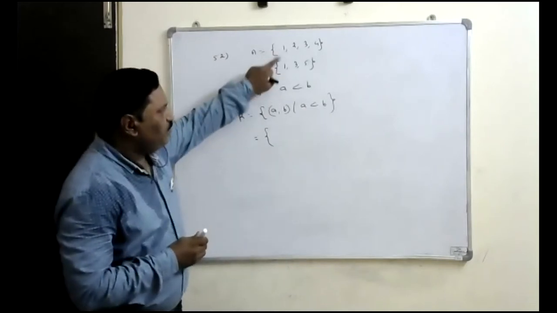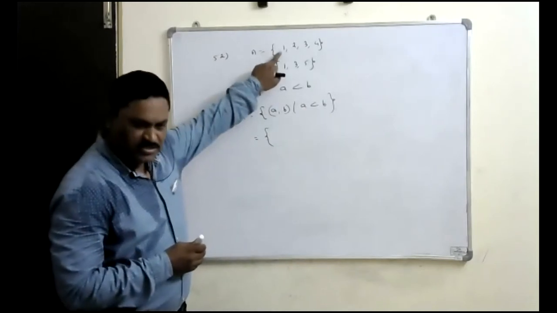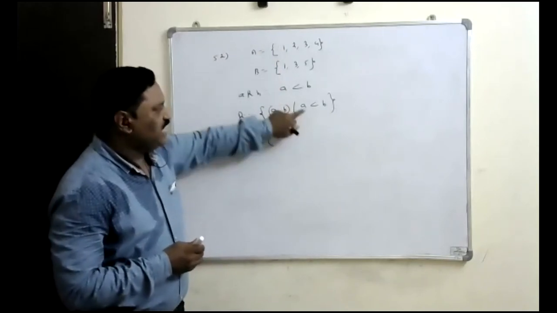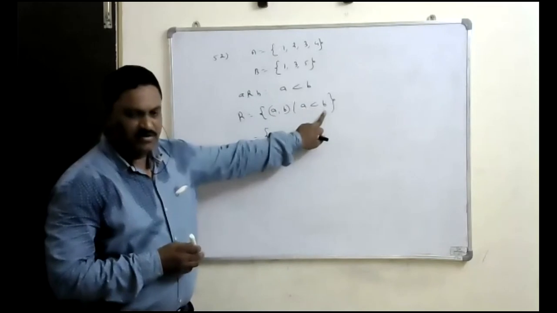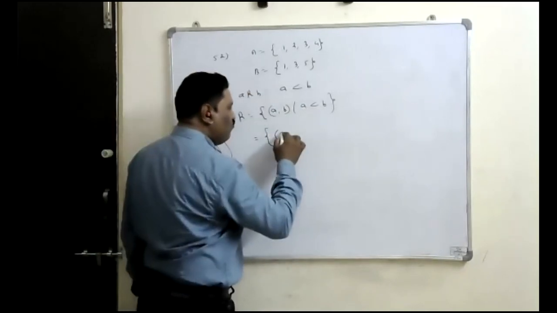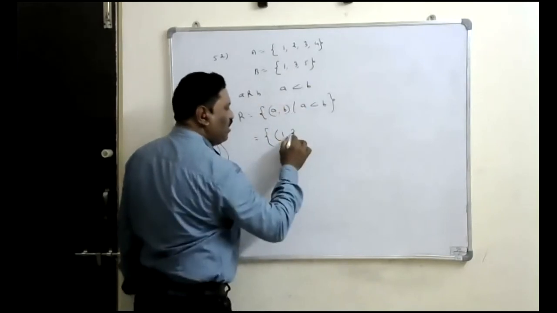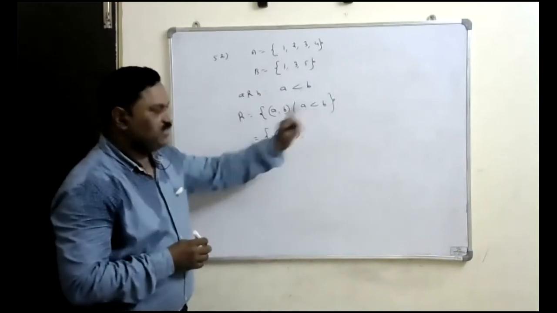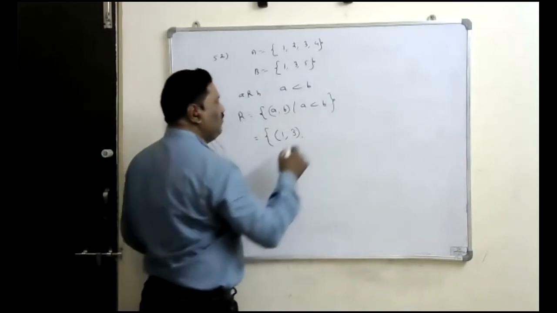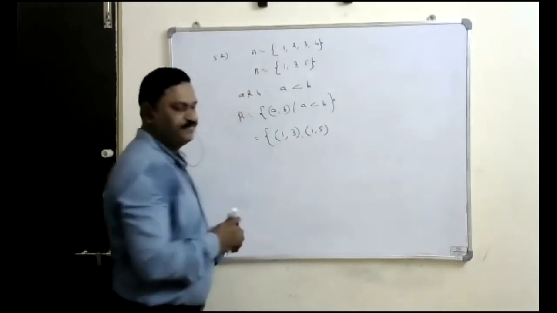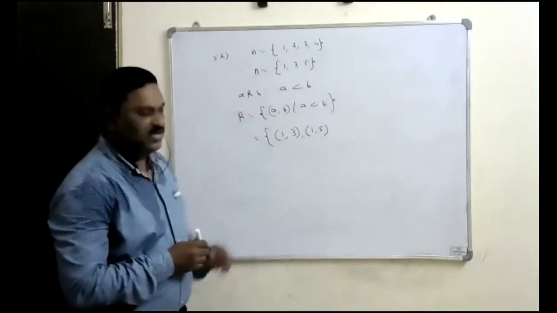Suppose you take a is 1, b is 1. A I have to take from this, b I have to take from this. If I take both as 1, 1, is it satisfying? 1 less than 1 is not possible, so you should not take that. I will take a 1, b 3, that is (1, 3). It is satisfying this. Next, you take a 1, b 5. That is also satisfying this relation. 1 is less than 5.